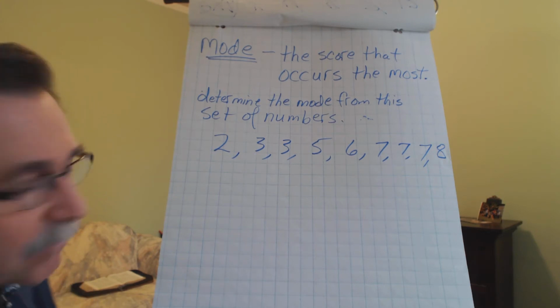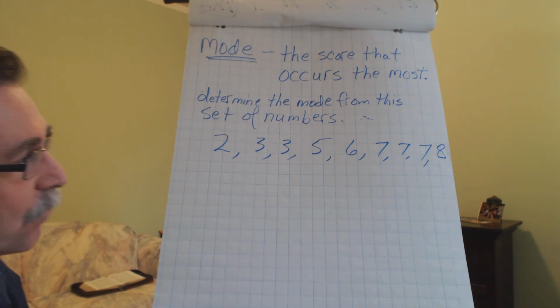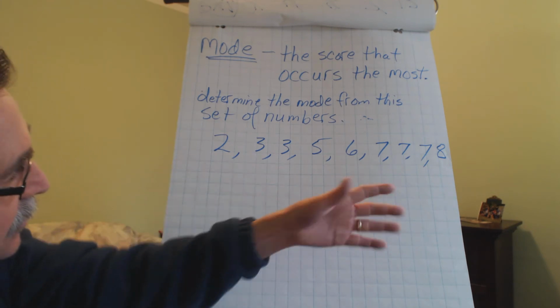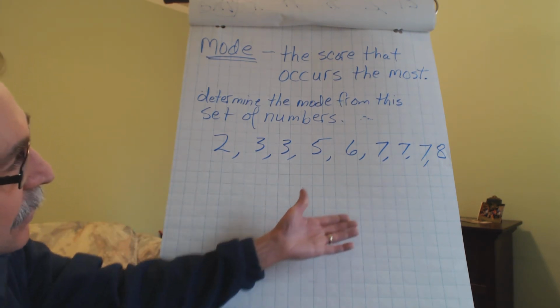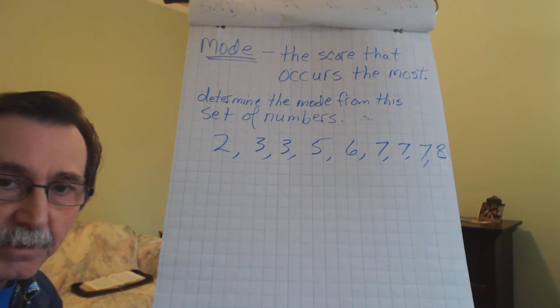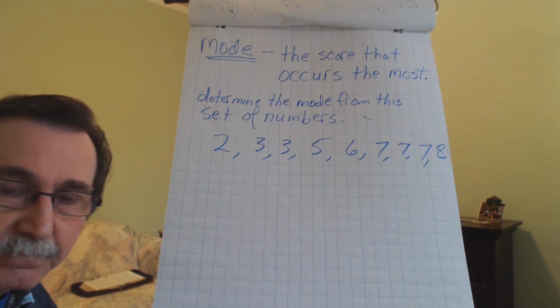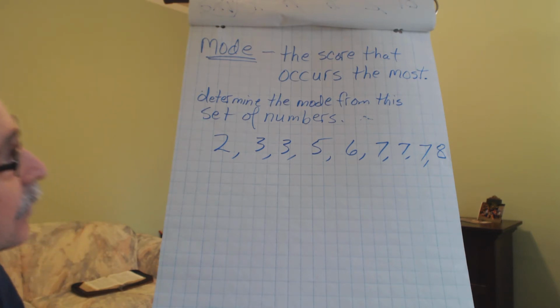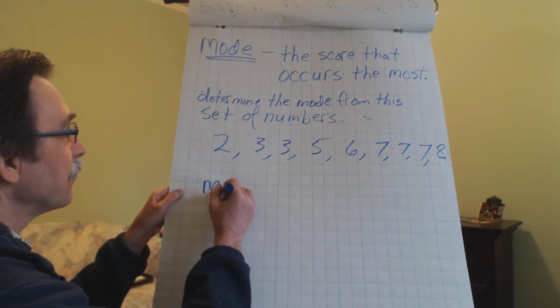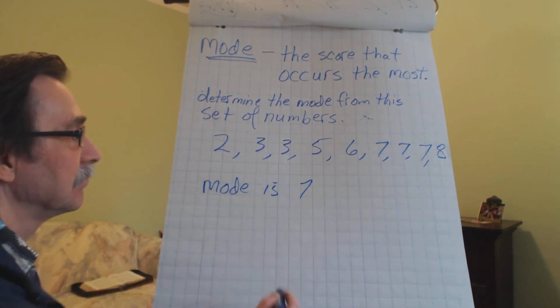It's 7. Now, in this case, I put all the numbers in ordered fashion, and it's really evident. There are 3 7s. And because there are 3 7s, that is the most popular score or number. What did I say? Yeah, the score that occurs the most. So the mode is 7.